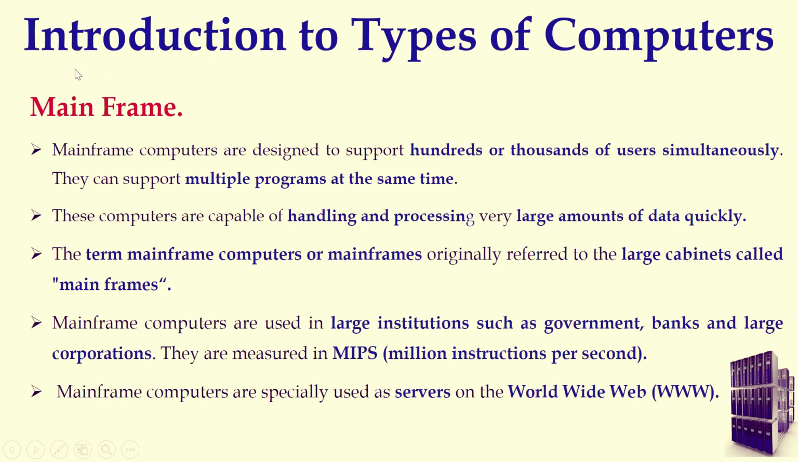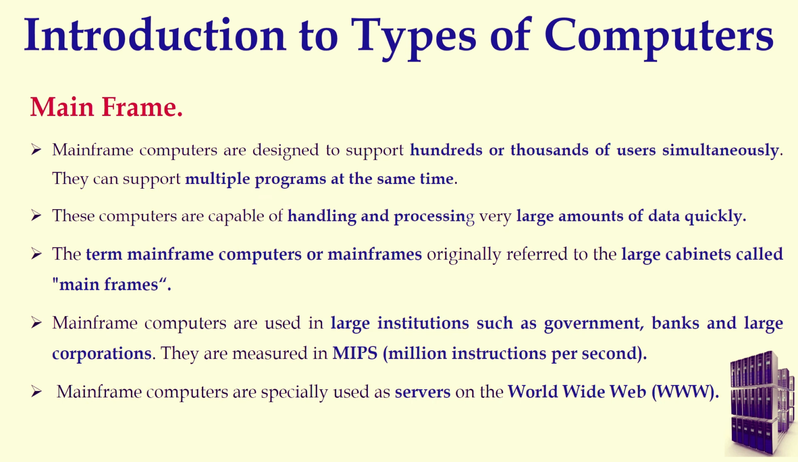Next, moving on to mainframe. Mainframe computers are designed to support hundreds or thousands of users simultaneously. They can support multiple programs at the same time. More than 1,000 people can access a mainframe at the same time. It will support multiple programs and is meant for multitasking.